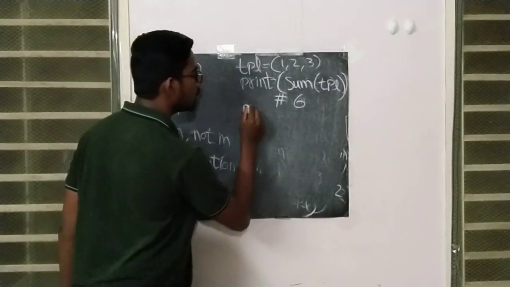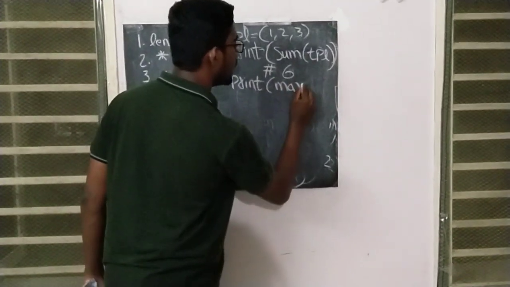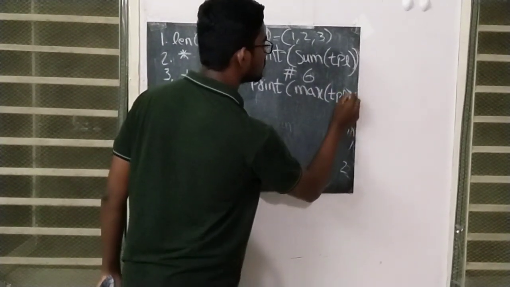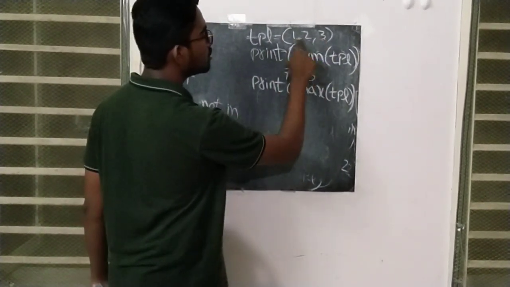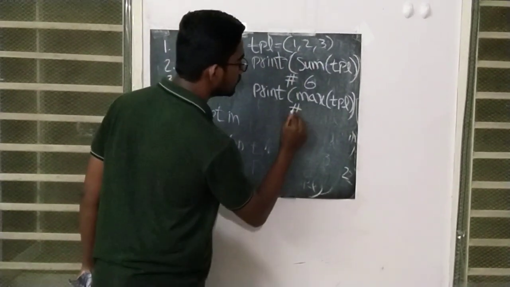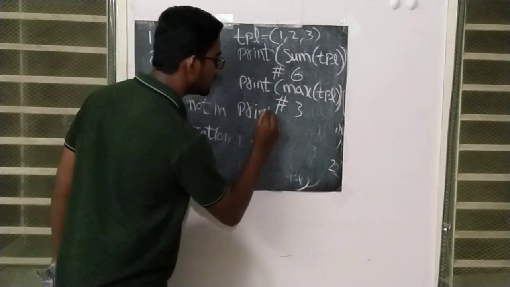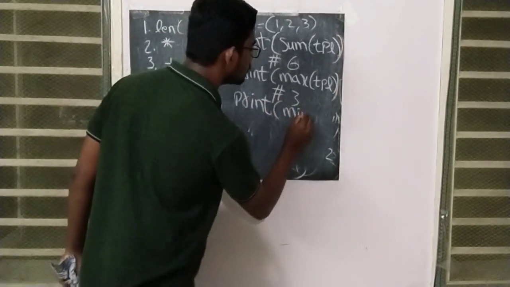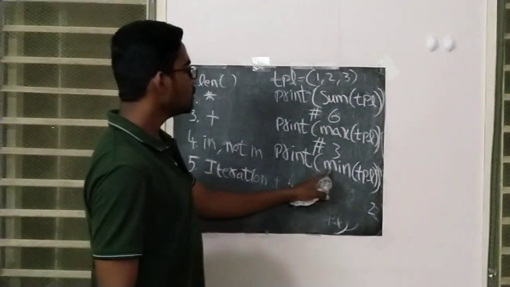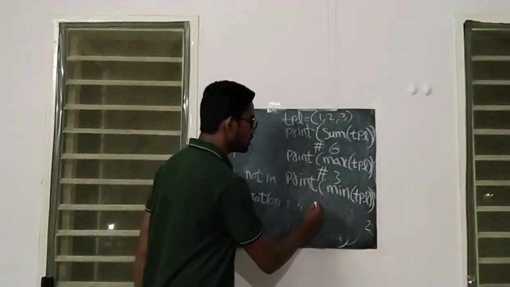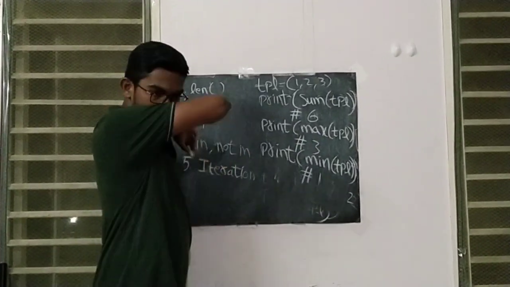Next, in the same way, maximum function. Print max of TPL. This function will return the maximum element in the sequence. 3 is the maximum in this sequence, so 3 will be displayed on the screen. In the same way, print min of TPL. The minimum element of this tuple sequence is 1, so 1 will be displayed on the screen. These are the max, min and sum functions.